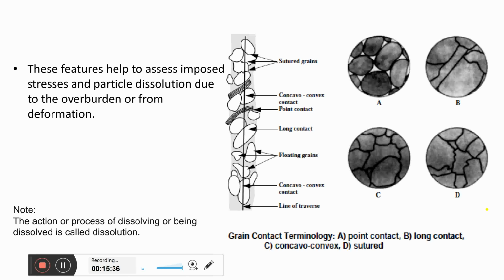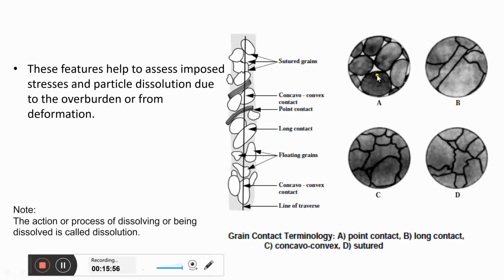Okay, the other property is the grain contact. These features help to assess imposed stresses and particle dissolution due to the overburden or from deformation. As you can observe in this diagram, there are different types of grain contact.